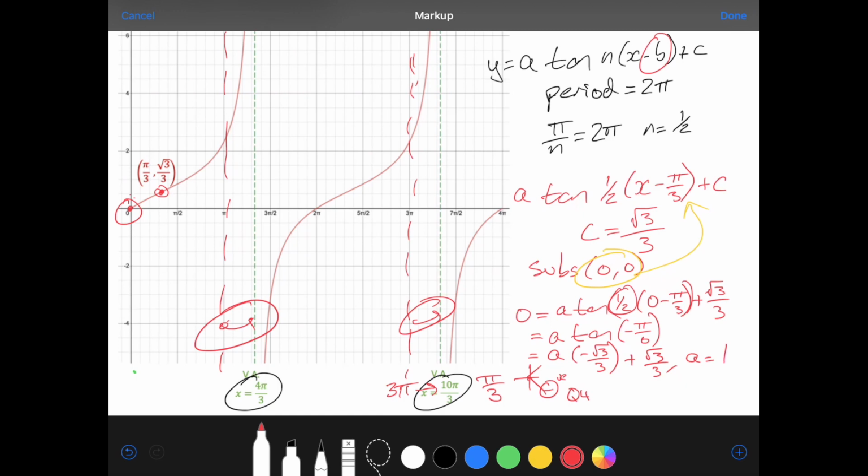Plugging all those values in, I get a final answer of y is equal to 1 tan of a half lots of x minus pi on 3, plus root 3 on 3, and I have finished.